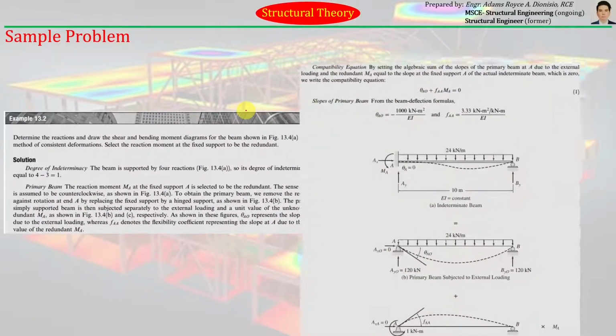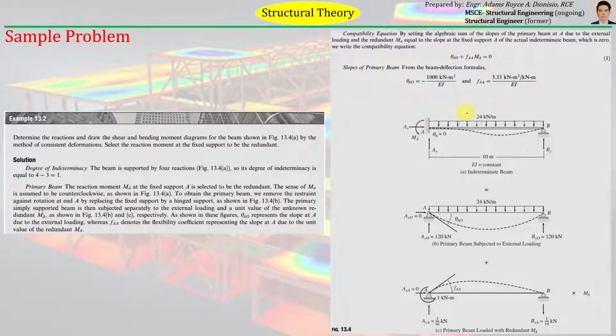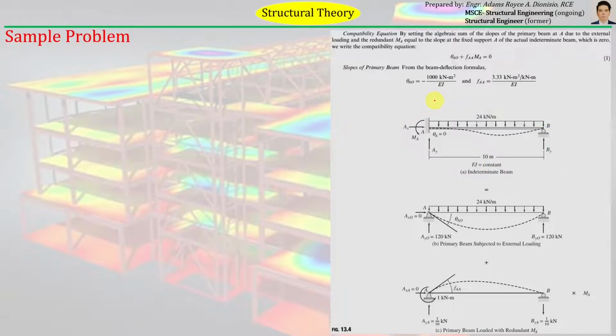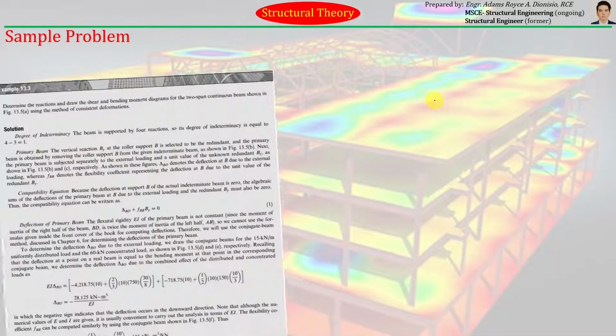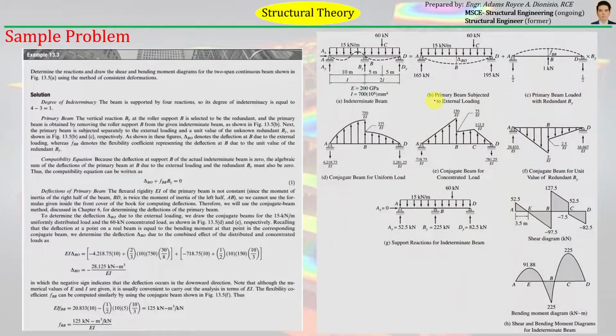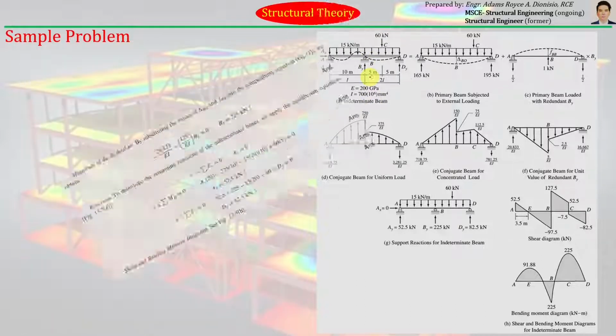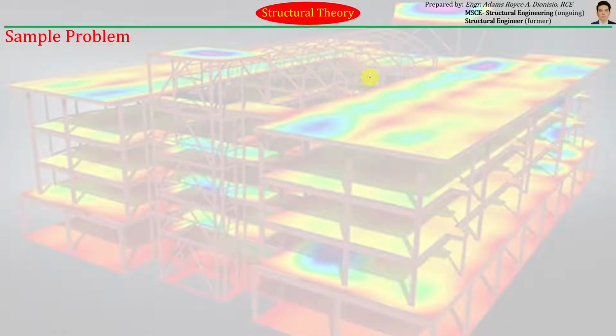Okay, another problem here, almost similar to what we have computed a while ago. So you can just try to refer here. And we also have another problem here, which is composed of a continuous beam. So again, you can choose redundant as long as the remaining structure will still be a determinate and stable structure. Okay, so I'll just leave this as an exercise.